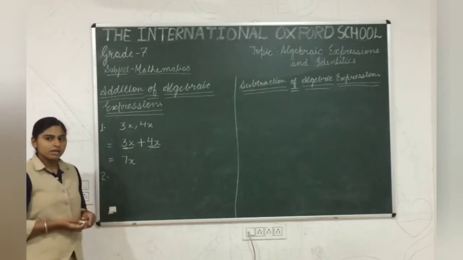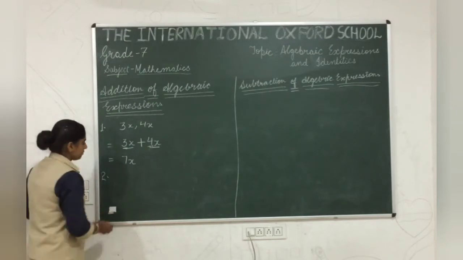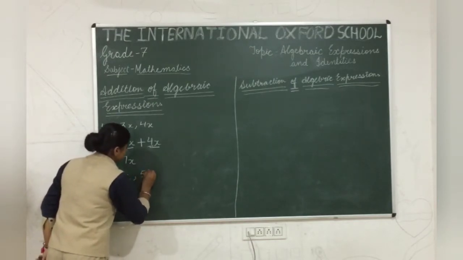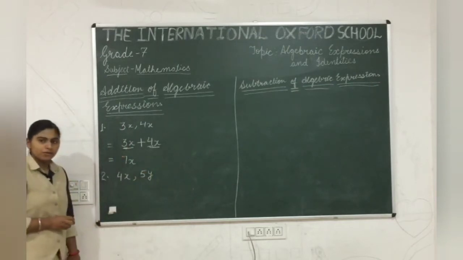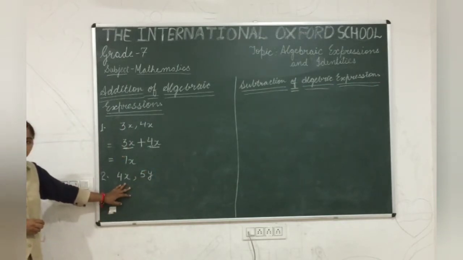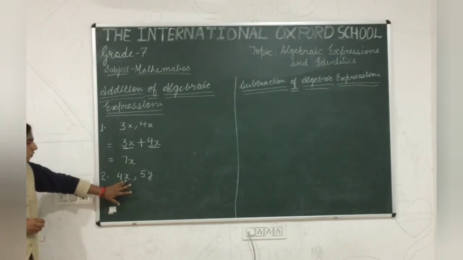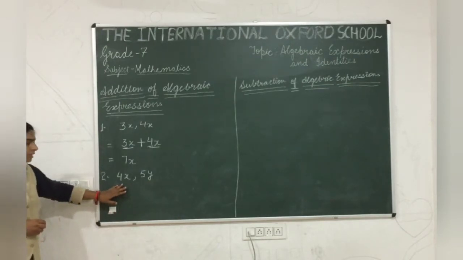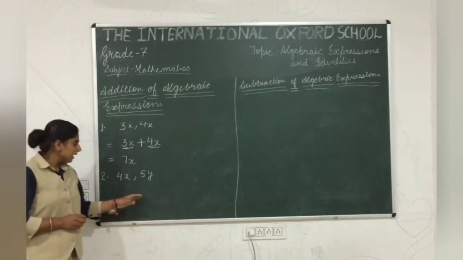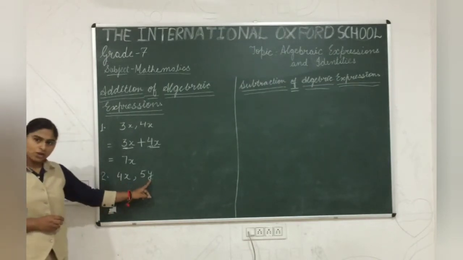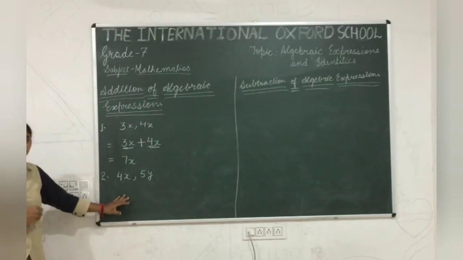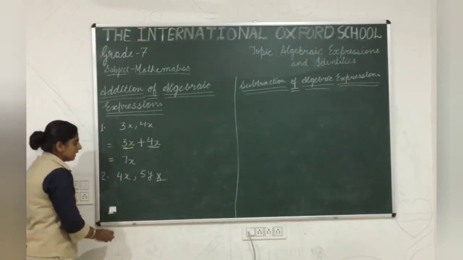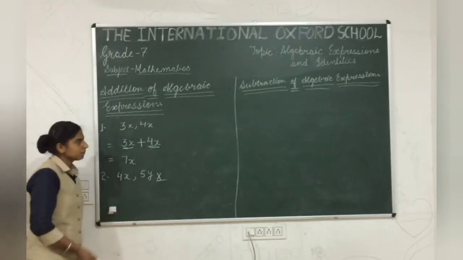Let's take another example, that is 4x and the second variable is 5y. We have two terms or two variables, that is 4x and 5y. Now let's check, are these like terms or unlike terms? Here is 4x and here is 5y. Are these like terms? No, these are unlike terms. So the addition can't be possible.